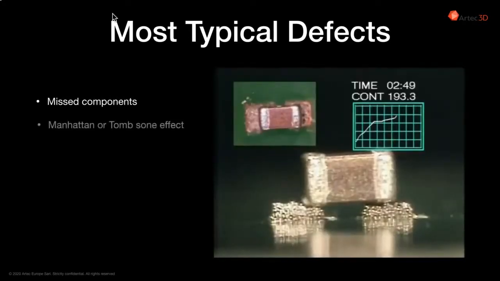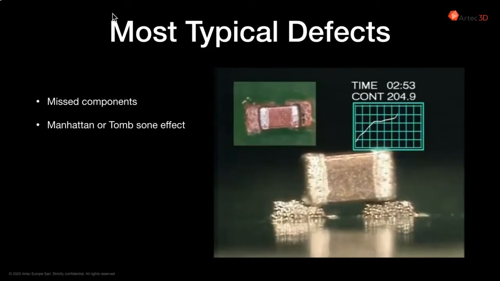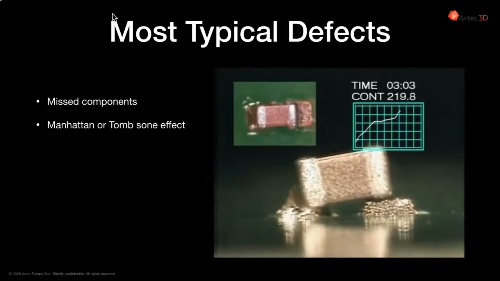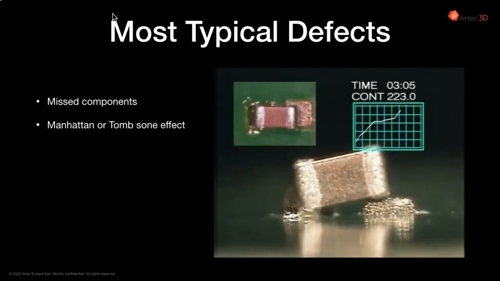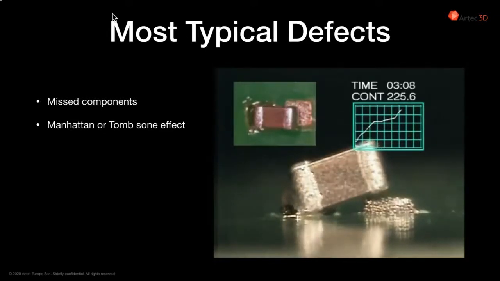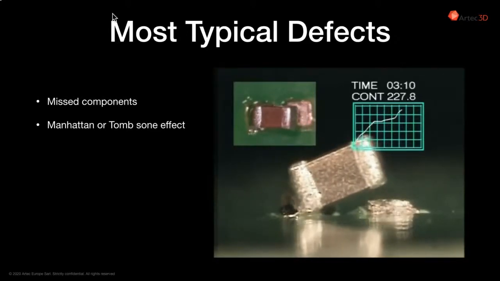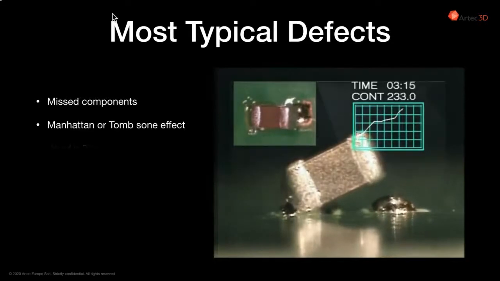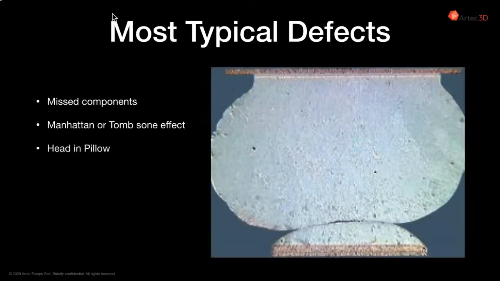Another story is the process problem, the Tombstone or Manhattan effect, when one of the sides of the chip component may not have a solder joint at all. It's one of the bugbears of the process. It's a big problem. Another problem you may have is head in the pillow, or head on the pillow.